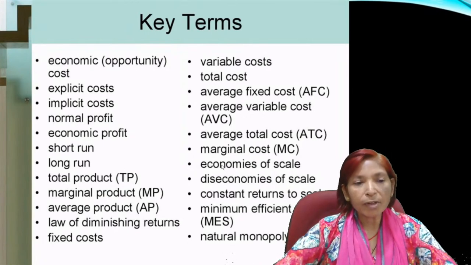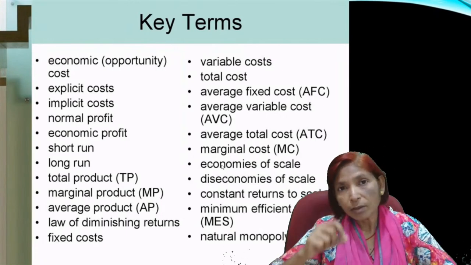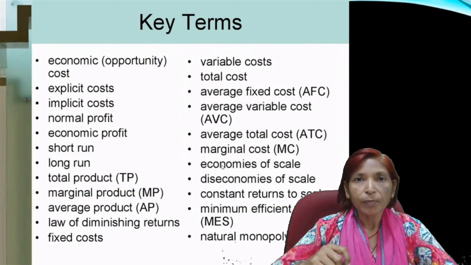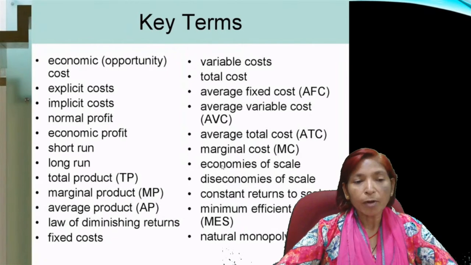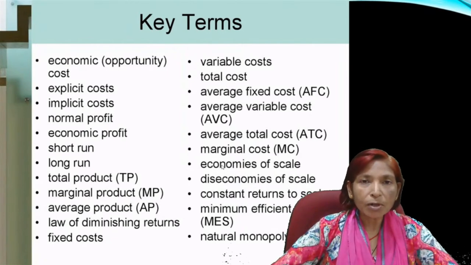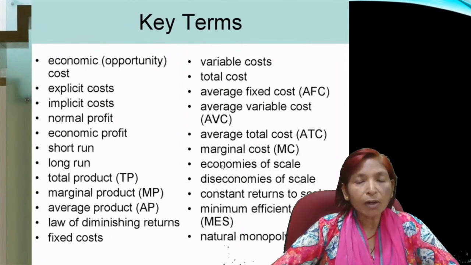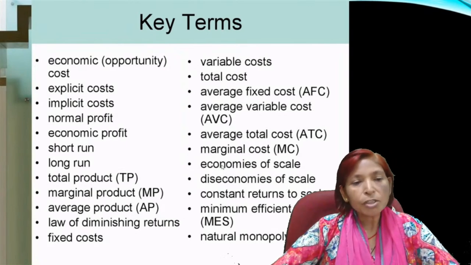And economic profit is that profit in which we include direct cost and indirect cost both. And economic profit is that profit in which the producer gets the minimum amount of profit which is required for the survival of business enterprises.